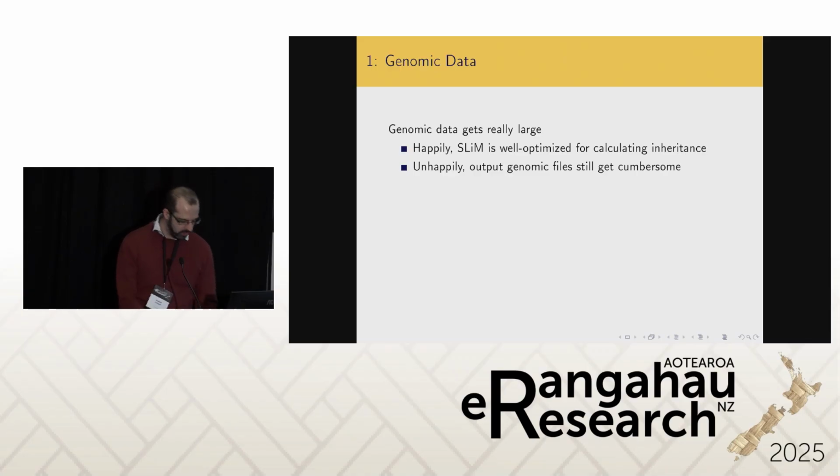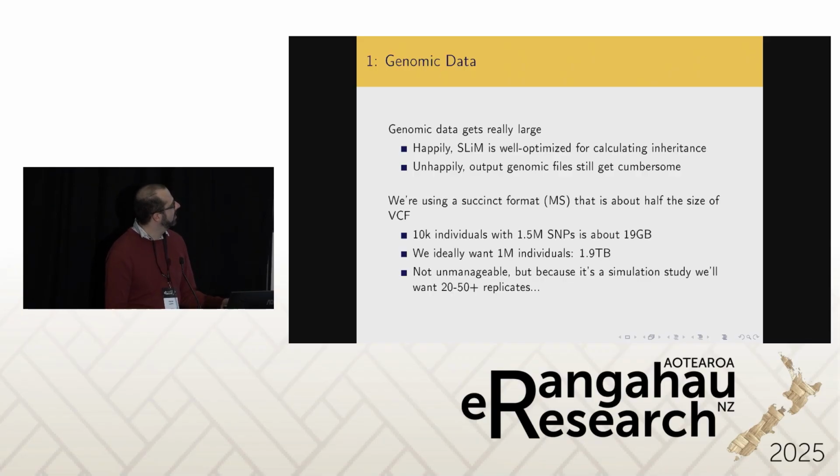So, firstly, the data itself, the genomic data that we are simulating, it gets really big. The software SLiM that we're using is really well optimized for calculating how inheritance happens, going from one generation to the next. It does a really slick thing with haplotypes and haplotype libraries, for those who that means things to. But our output files are still really large. That's not a particularly technical way of putting it. So instead of using VCF, which is a more standard format for storing genotype data, because it's simulated and it's just going straight from the simulation to the model fitting, I'm using a very succinct format that's much smaller.